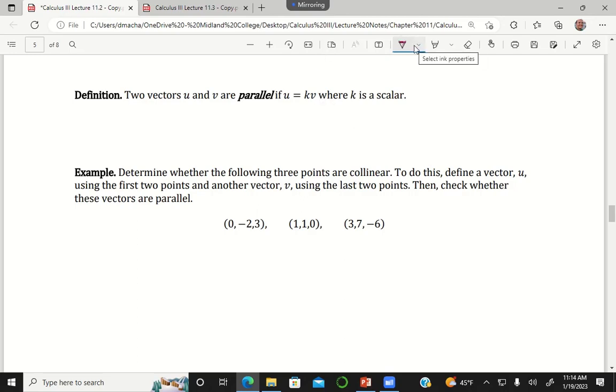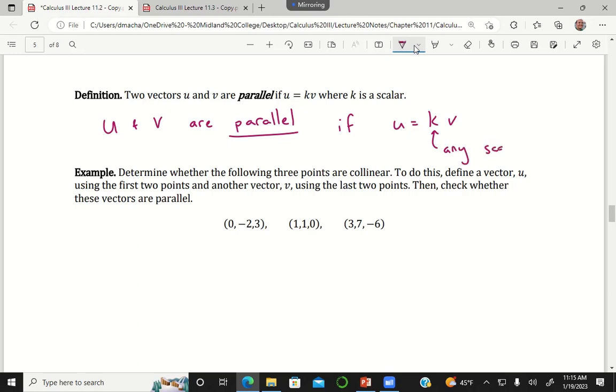And we're going to start with this definition. We're going to say that u and v, my two vectors u and v, are parallel if u is equal to some scalar times v, right? So I'll write kv, but k is just like any number. That's just a scalar.